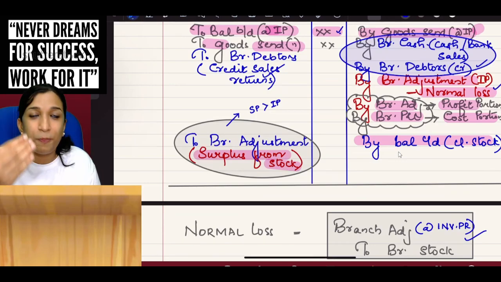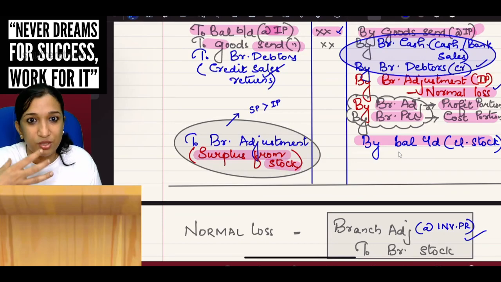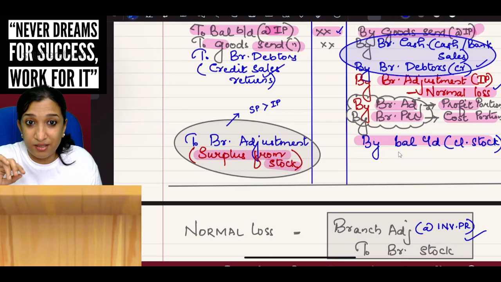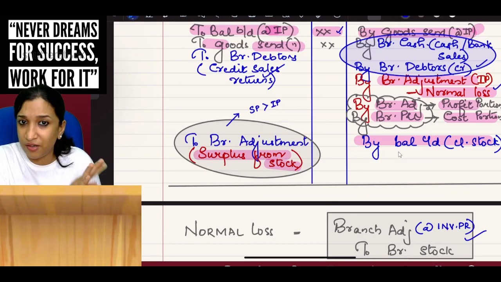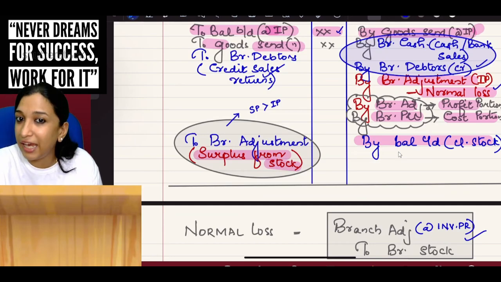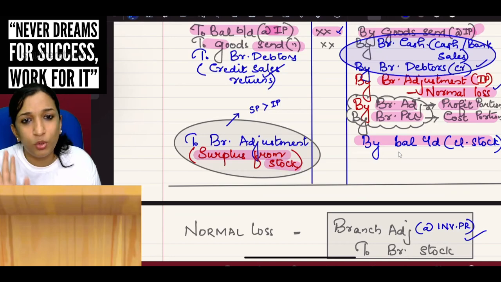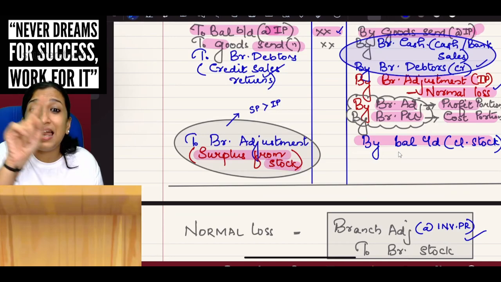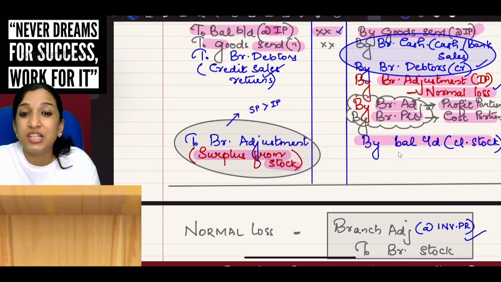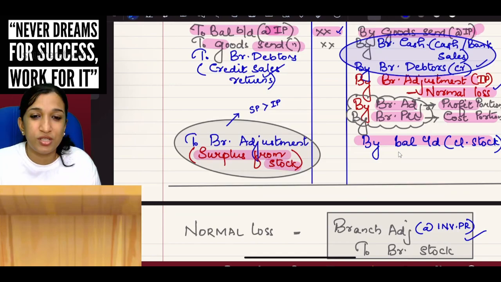So in branch stock, the opening balance will be there. Goods received increase stock, so debit. By goods returned if there is a return. By branch cash or branch debtors if there is sales. Sales returns, of course, reverse. Now, if there is normal loss or abnormal loss, what are the entries you need to study? Then closing balance, balance carried down, balance it now. And if there is a gain or a loss, transfer to branch adjustment account.